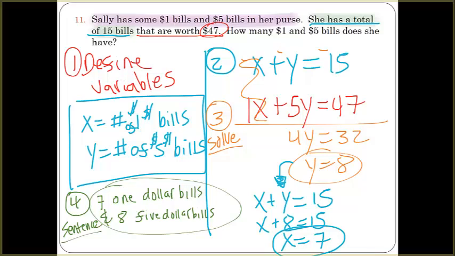And there you go. So to recap, first step, define your variables. Do that first. That's huge. Once you do that, it gets a little bit easier. You set up your equation, you solve your equation, and then you put it in terms of a sentence.